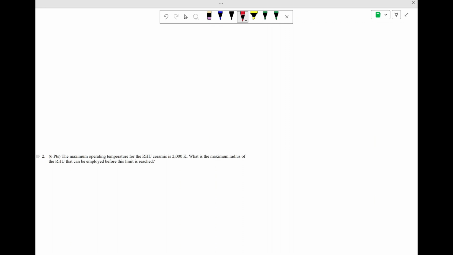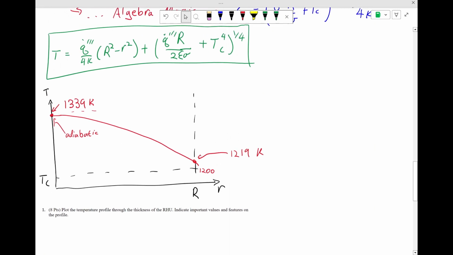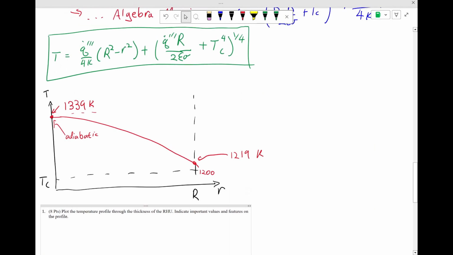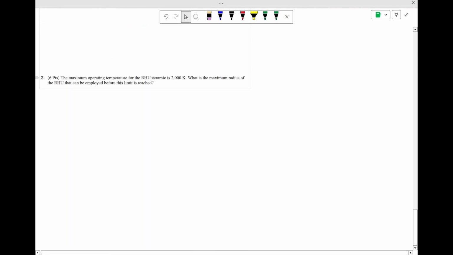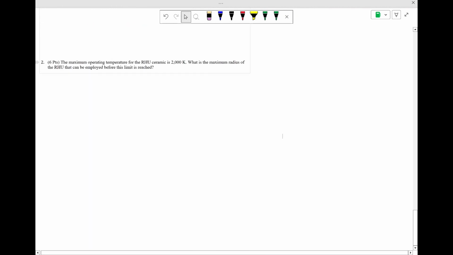So if you make this larger, you're going to expect that the inside will get hotter and hotter. So the question is, how large can you make this, or how big can you make R before this breaks? We know that the hottest point will always be in the middle, so we could set up our equation as follows. We could say that T of R equals 0 is equal to T max, which is 2000 Kelvin.